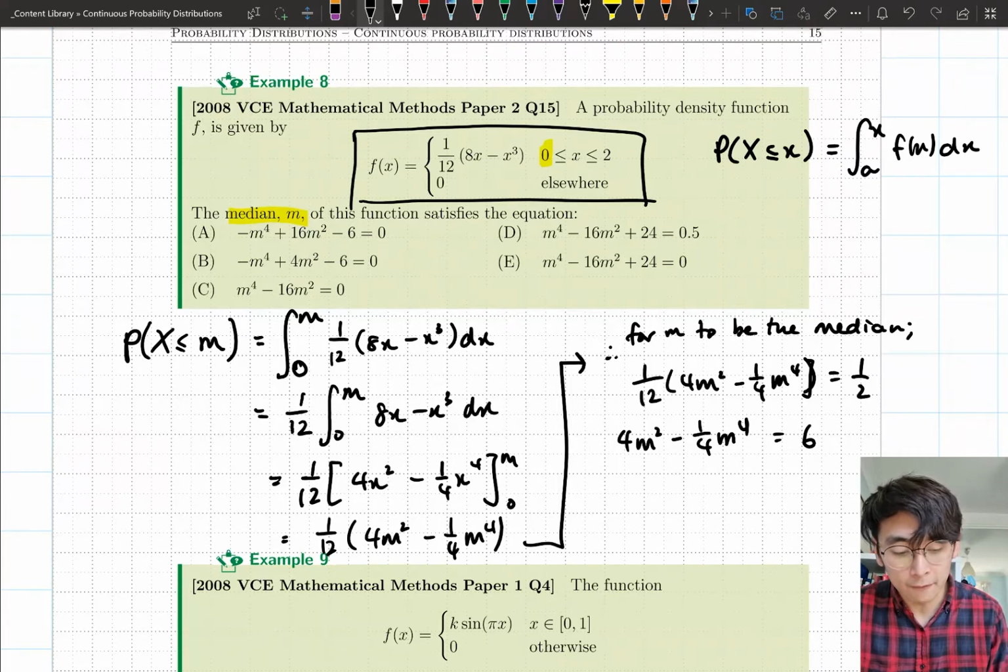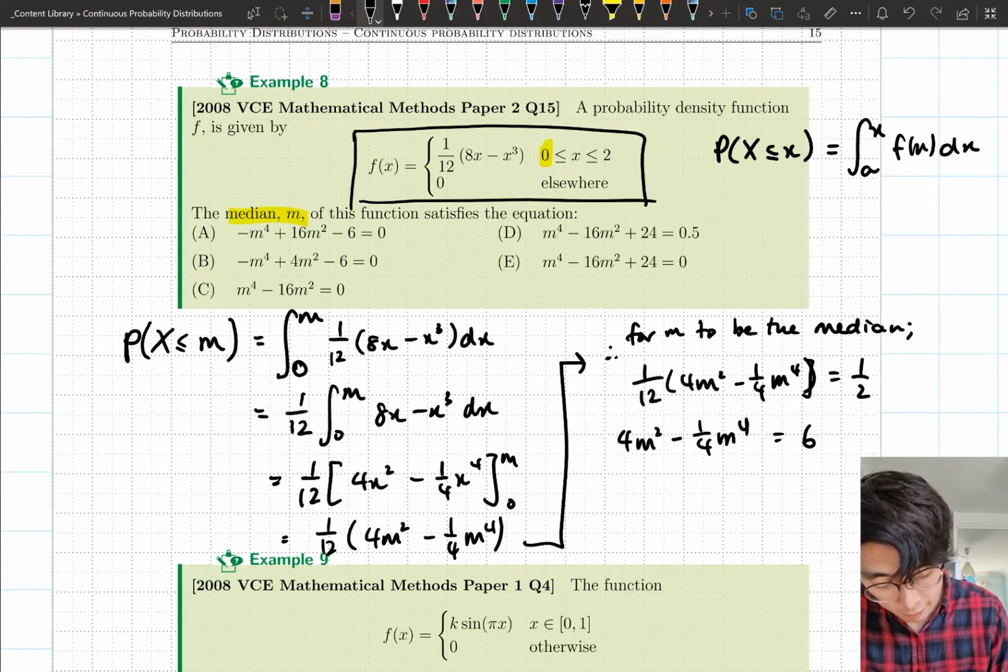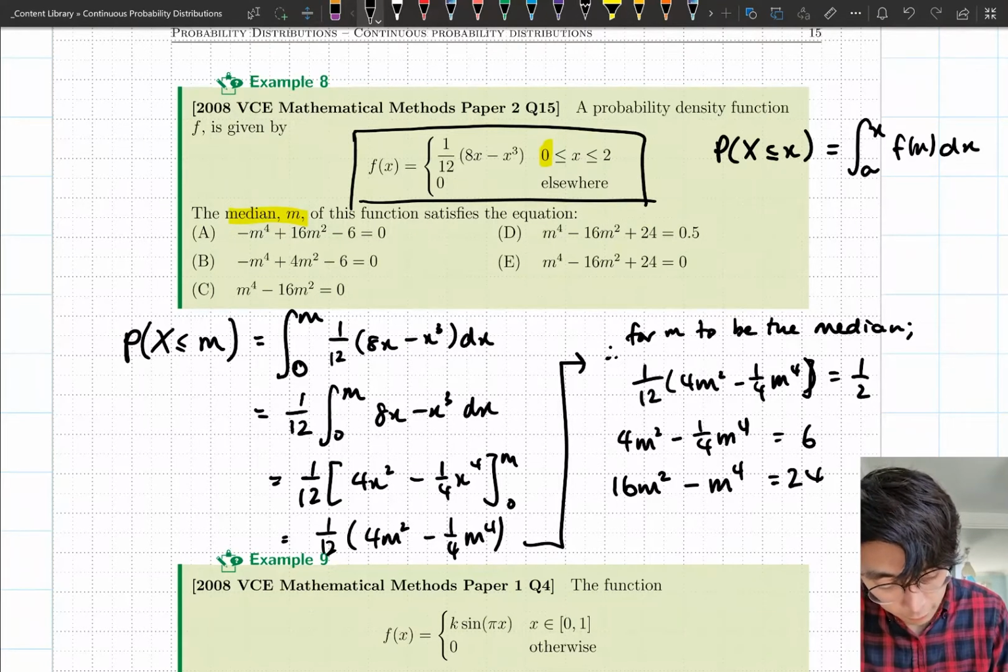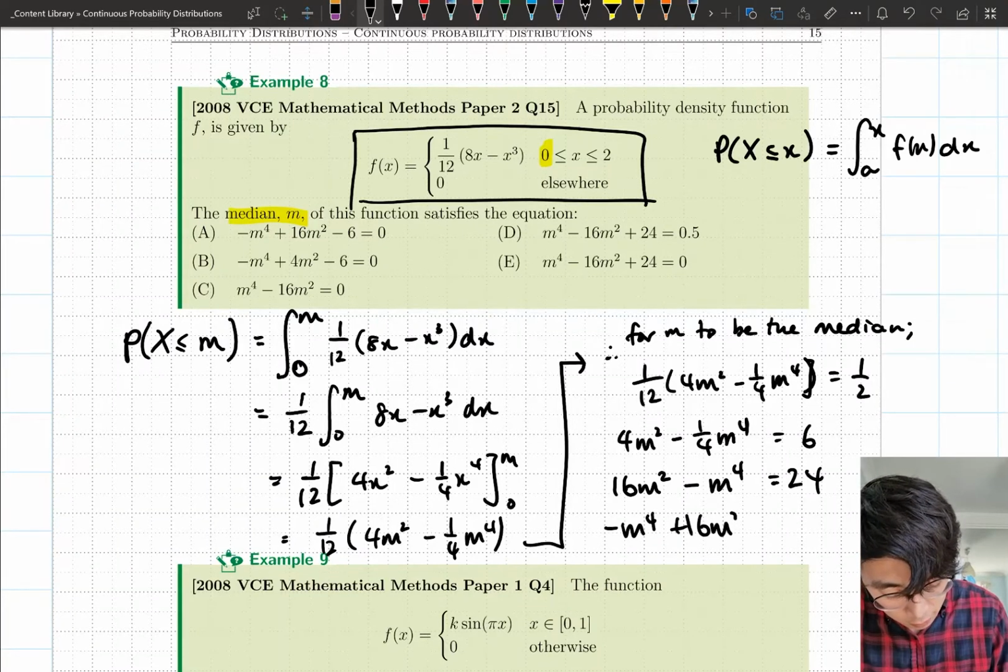And I want to get rid of that 4 at the bottom, because notice here all of my answers from this multiple choice have a coefficient of m to the power 4 of 1. So I'm just going to multiply everything by 4. So I get 16m squared minus m to the power 4 is equal to 24. I'm just going to rearrange this. So this gives me negative m to the 4 plus 16m squared minus 24 is equal to 0.